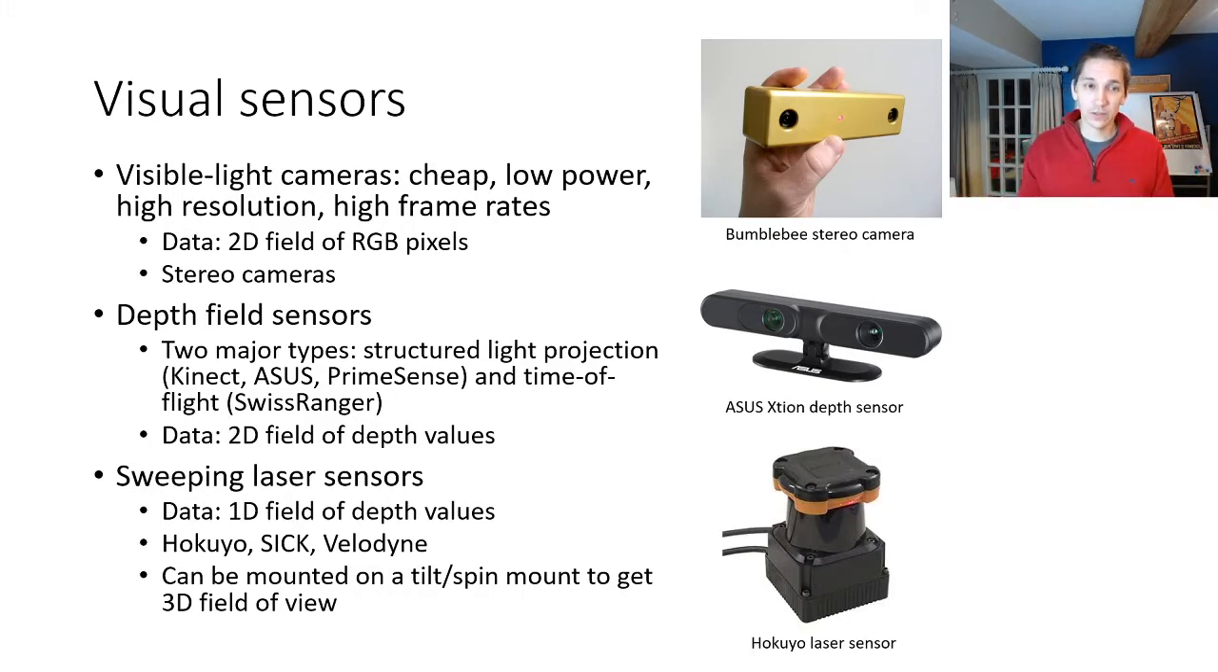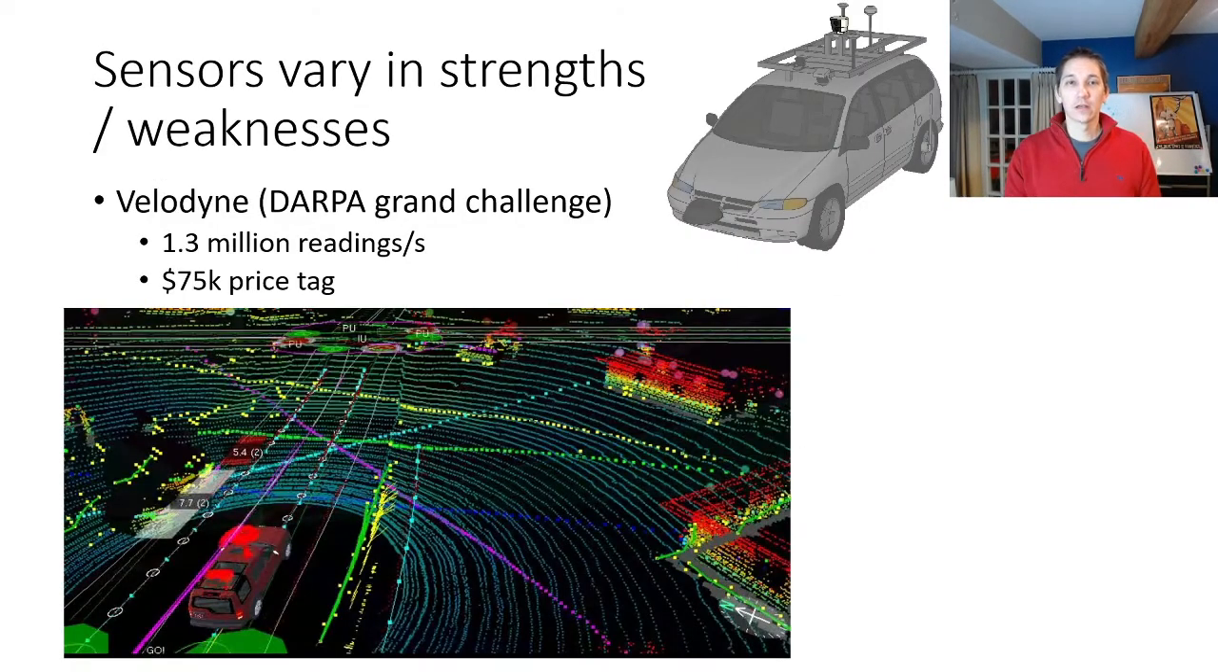Now, if we want to get three-dimensional values, we can mount them on a tilt system or a spinning system, and that will allow us to get three-dimensional perception of points in our robot's environment. So sensors vary in their strengths and weaknesses, and there's no perfect sensor. Back in the good old days of the DARPA Grand Challenge, which precipitated a lot of the current work in autonomous vehicles, some of the top teams were using these Velodyne laser sensors that spun around and gave you multiple channels of readings in the vertical axis, but then provided 360-degree view and also very long maximum distance readings.